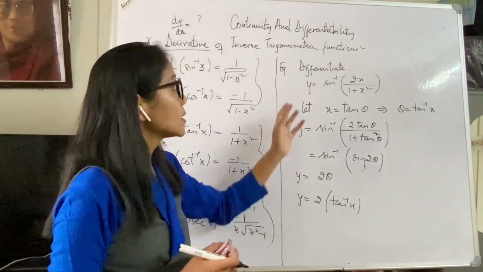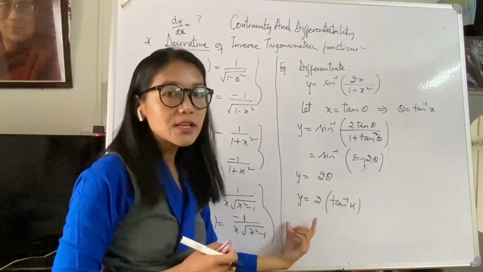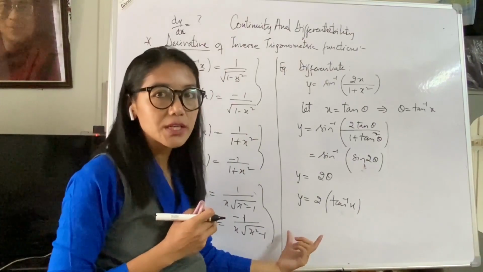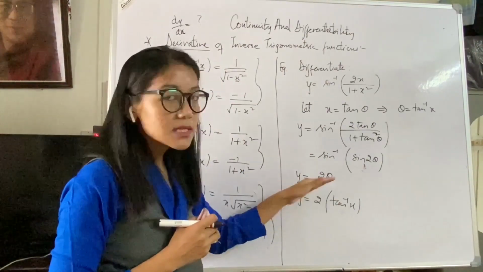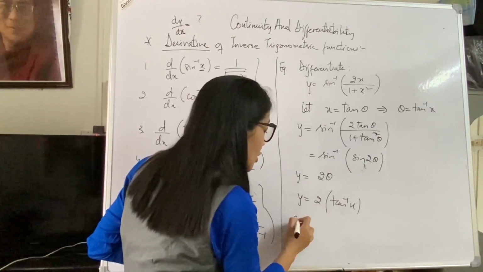What is my question? I'm asked to differentiate. After simplifying the function, now I need to do the main thing, that is to differentiate it. Till now I was just simplifying the function, not differentiating it. Now here I can directly obtain the derivative.